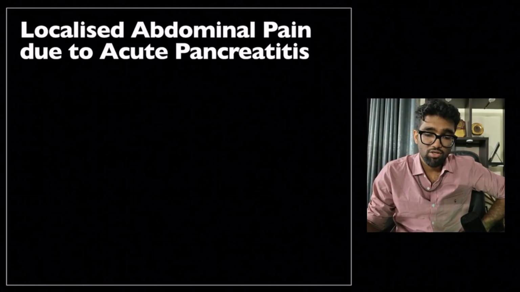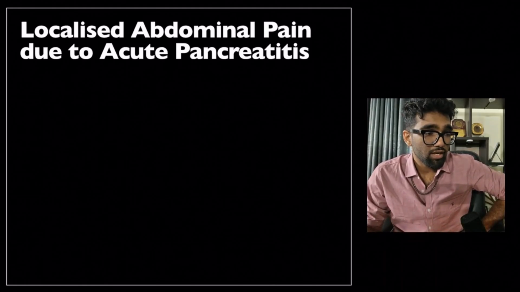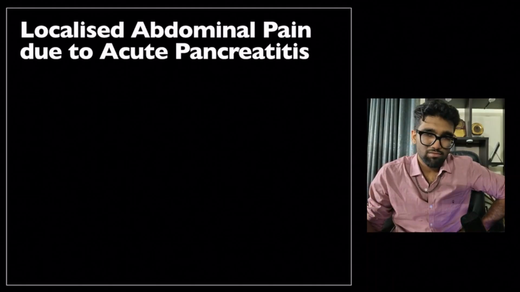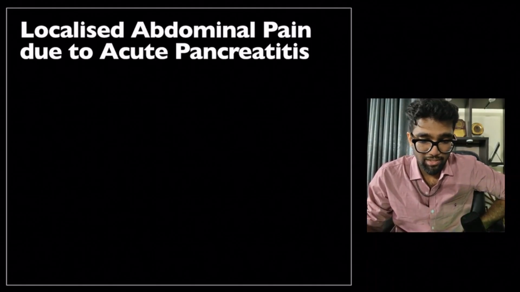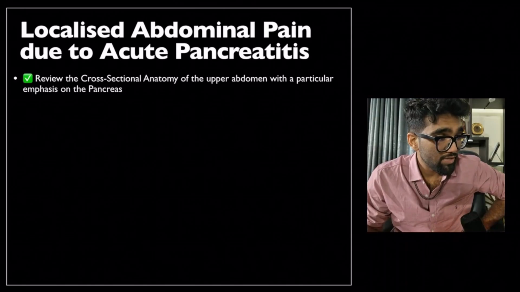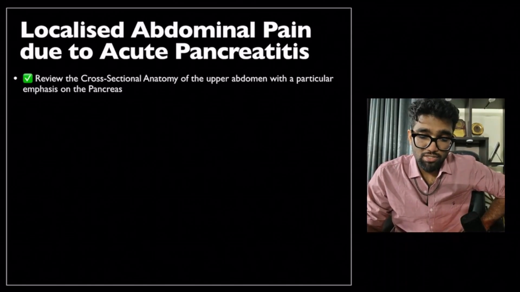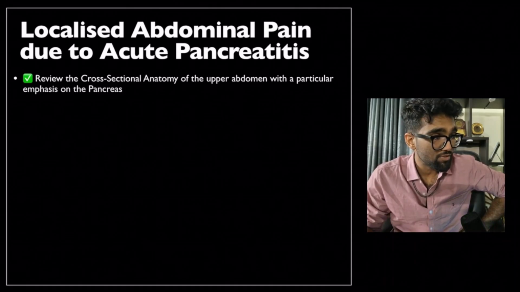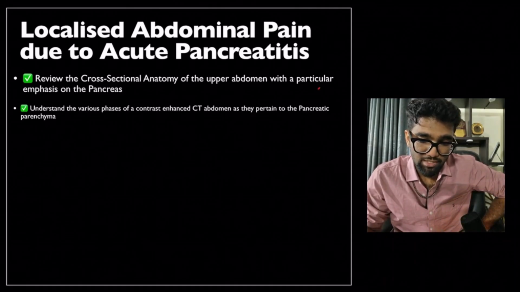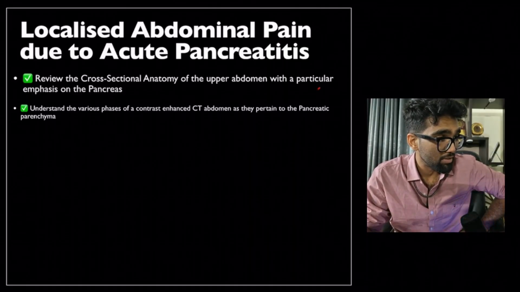In addition to this, there is also something called the APACHE II score that is used, and that has been validated in pancreatitis, but it's very complex, so I'll be discussing that later in our discussions on critical care. So in this discussion, I have discussed the cross-sectional anatomy of the upper abdomen with particular emphasis on the pancreas. We have understood the various phases of contrast enhanced CT protocol abdomen as they pertain to the pancreatic parenchyma in particular.